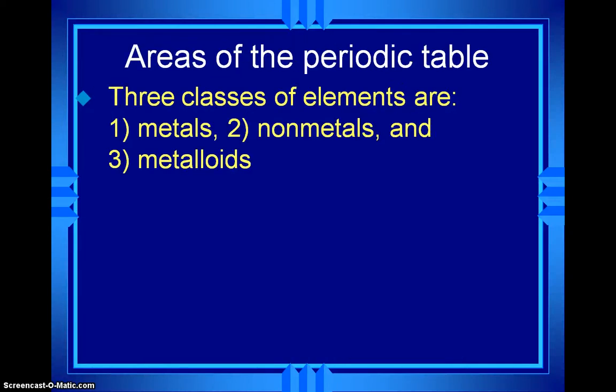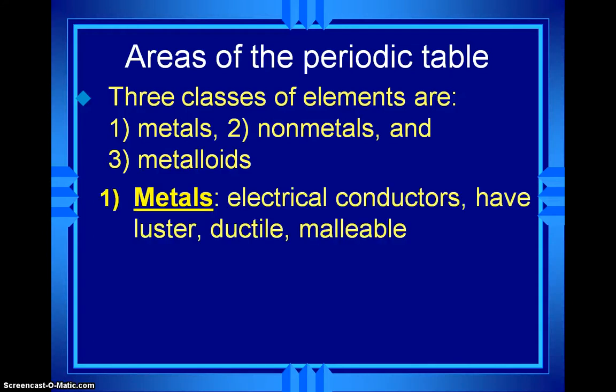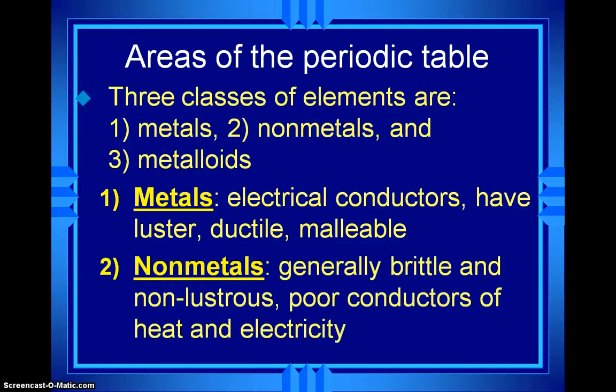First we divide the periodic table into 3 different classes: the metals, the nonmetals, and the metalloids. All metals share similar properties. They are electrical conductors. They can also conduct heat. They have luster, which means they're shiny. They're ductile, which means they can be stretched out into wires. And they're malleable, which means they can be hammered into different shapes without breaking. Nonmetals are really the opposite. They're generally brittle, so if we tried to hammer them, they'd shatter. They're non-lustrous, not shiny, and they're poor conductors of heat and electricity.